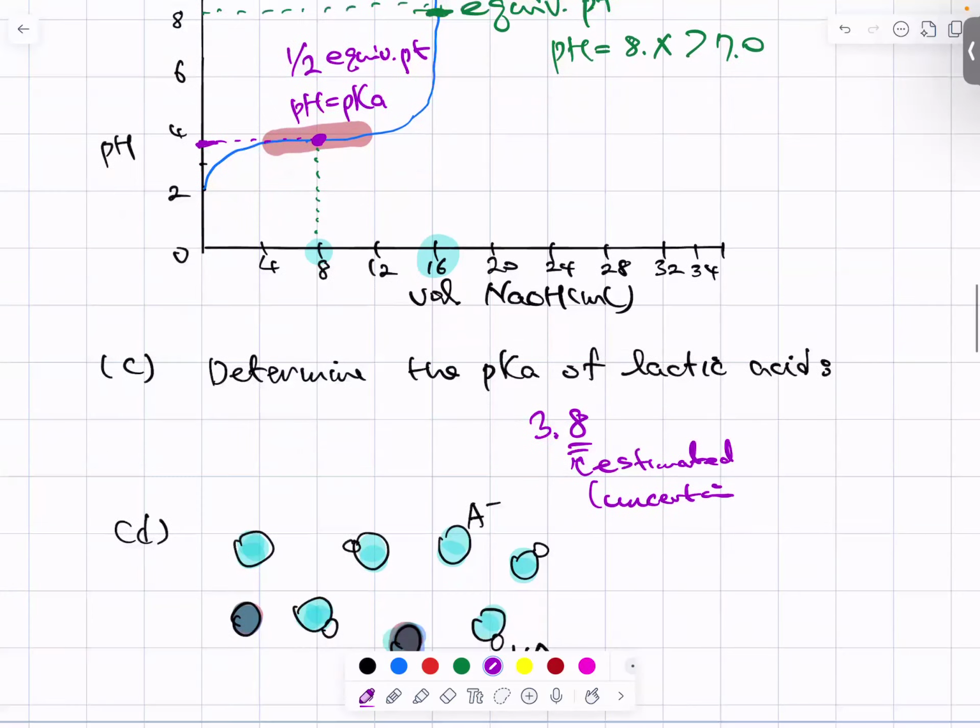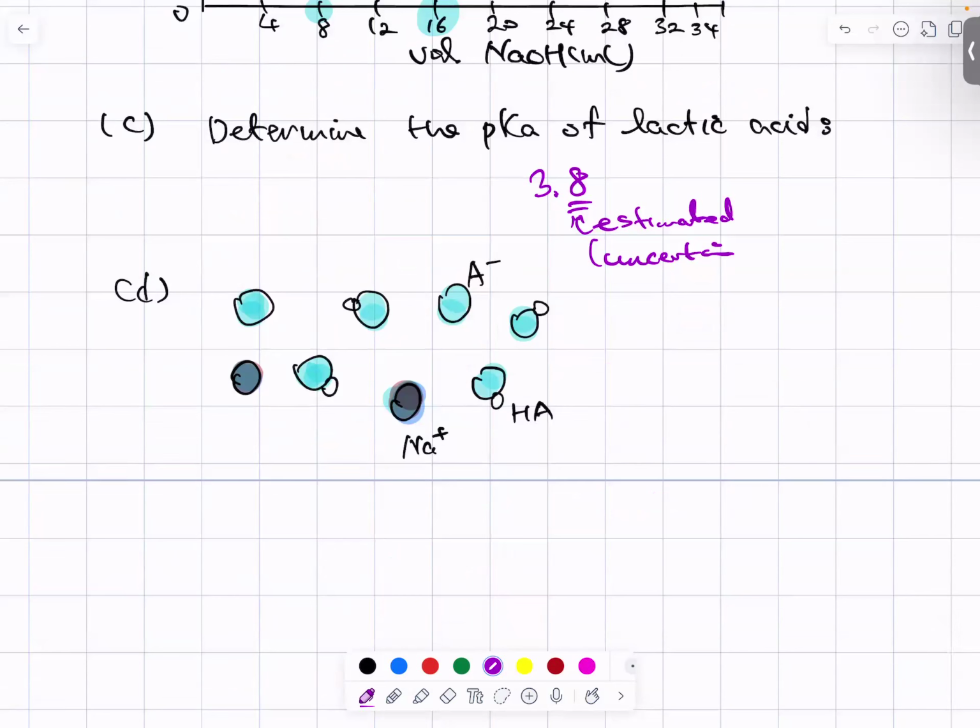Okay, now let's move up. In a certain situation, the snapshot of the solution looks like this. Sodium ion is a spectator ion, so we don't need to think about it. Now the lactic acid and its conjugate base, lactate ion, are present like this. Out of 6 particles, 4 particles are HA and 2 particles are its conjugate base. Okay, like this one. All right. So then draw an X on the preceding titration curve at the point in the titration where the reaction mixture would be represented by the diagram.